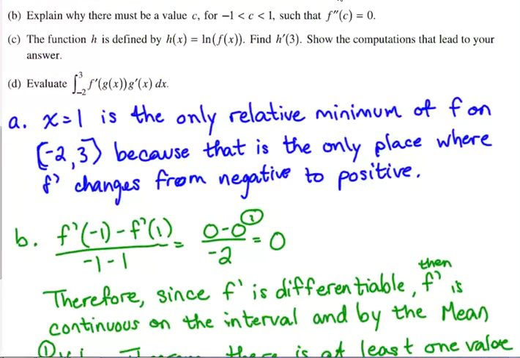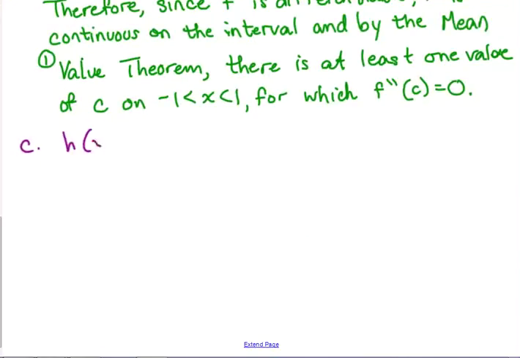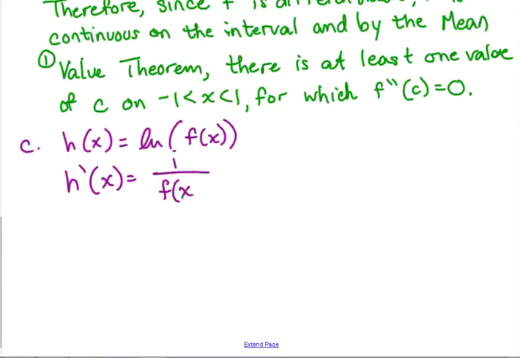Okay, part C, the function h is defined by the natural log of f(x). Find h'(3), show the computations that lead to your answer. Love these. So h'(x) is the derivative of the natural log of f(x). Chain rule: derivative of the natural log is 1 over the function that was inside the natural log times the derivative of the function that was inside the natural log.